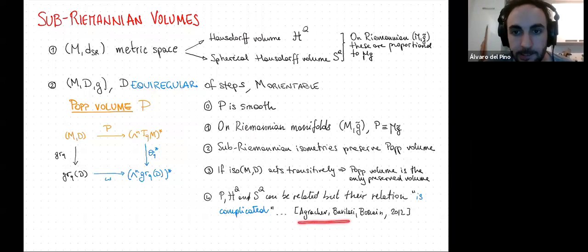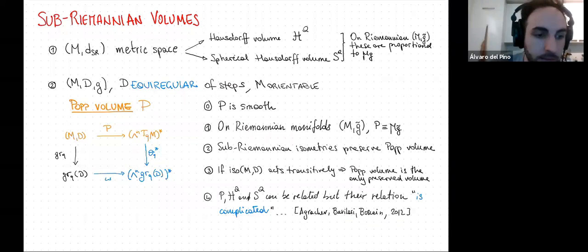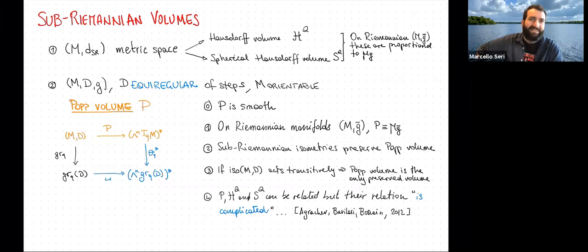Go look at the paper by Agrachev, Barilari, Boscain 2012 about this stuff. They study the relation between Popp volume and Hausdorff volumes, especially the spherical one. Yeah, thank you, Marcello. Unfortunately, it's less trivial than one would like. So sometimes they are proportional, but don't bet on that.